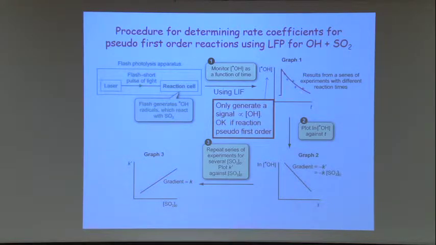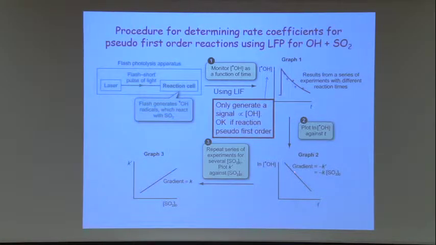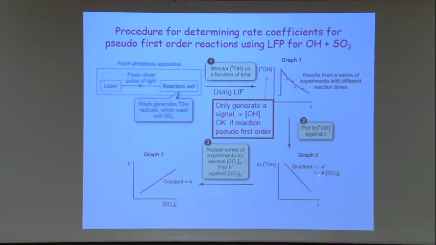We do the experiment many, many times with different delay times and build up a decay. We can then plot log OH versus time, and the gradient is going to be minus K prime, which is equal to K minus K times SO2.